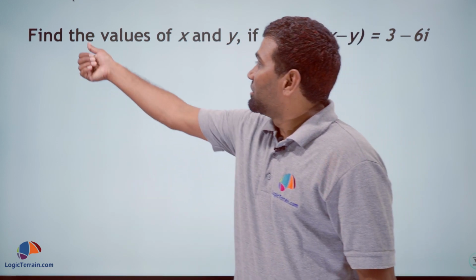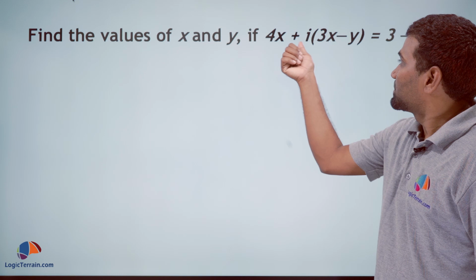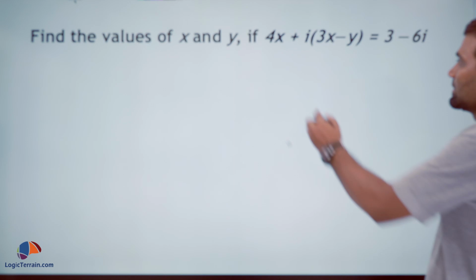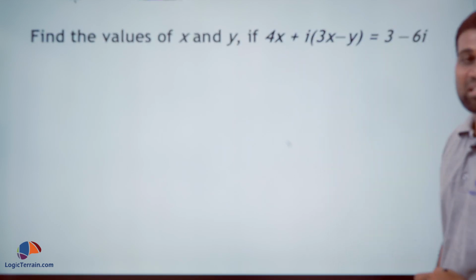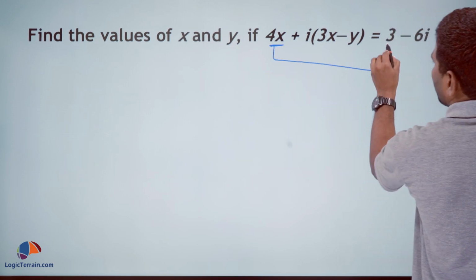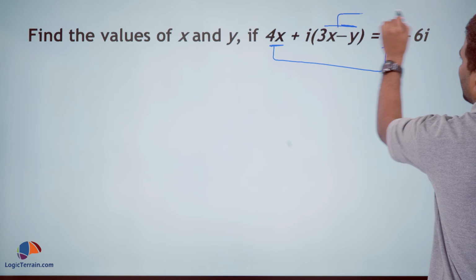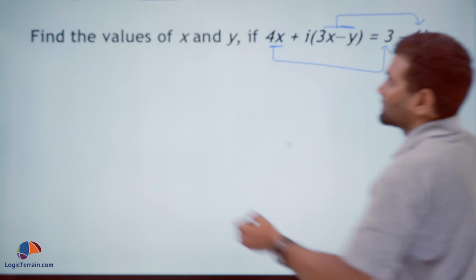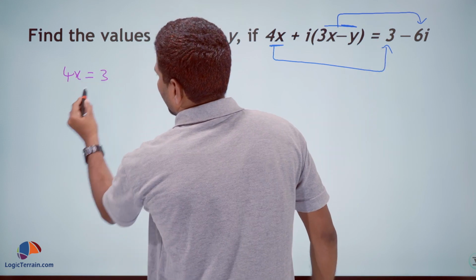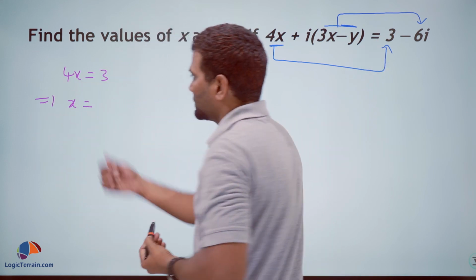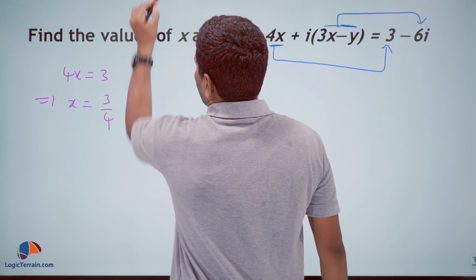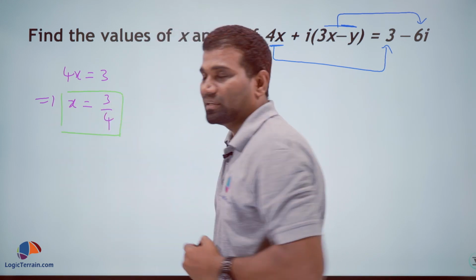Here is the example. Find the values of x and y if 4x + i(3x - y) = 3 - 6i. Here these two complex numbers are equal, which means according to equality of complex numbers, this real part is equal to this and this imaginary part is equal to this. So 4x = 3. That implies x = 3/4, since 4 is multiplied by x, if it comes here it divides. Here we got the x value, that is 3/4.